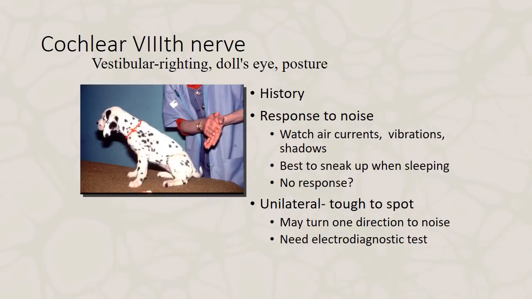From cranial nerve 7, we go to 8, and 8 is the vestibular cochlear nerve. We talked about doll's eye and vestibular signs earlier, which is the main assessment for the vestibular aspect. For cochlear, more often than not, it is based on the history. Hearing, like vision, is a conscious perception, so we have to look for signs. Does the animal perceive sound?